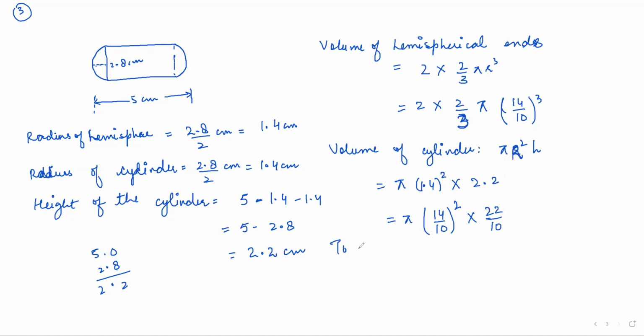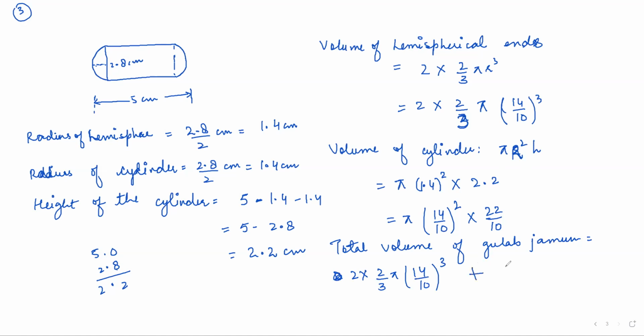So what will be the total volume of the gulab jamun? We are adding both of them. So that is 2 into 2 by 3 pi into 14 by 10 whole cube, plus pi into 14 by 10 whole square into 22 by 10. Is this okay, Amna? Yes, ma'am. So I'm erasing from here.